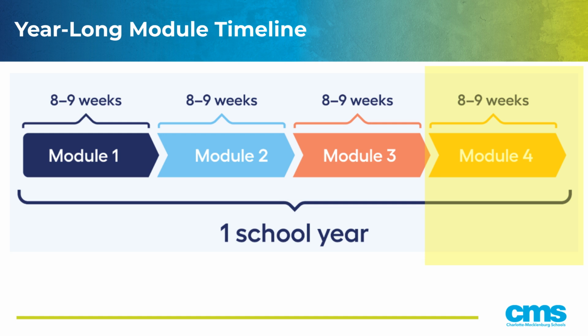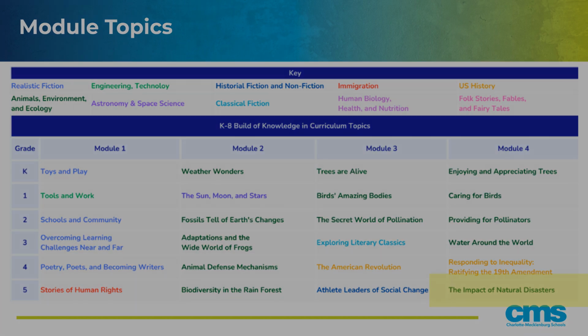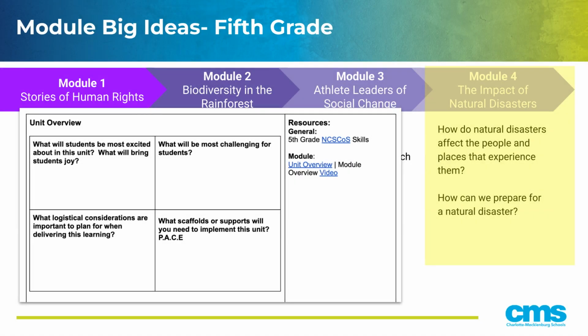Here you can see the year-long module timeline. Today, we begin to unpack Module 4. Looking at the K-5 scope for building background knowledge, we are entering the topic for Module 4, which is highlighted here. It focuses on the impact of natural disasters. The guiding questions are, how do natural disasters affect people and places? And how can we prepare for them?